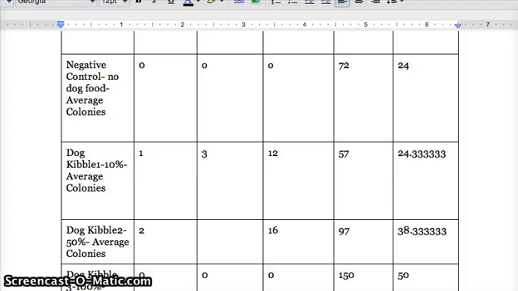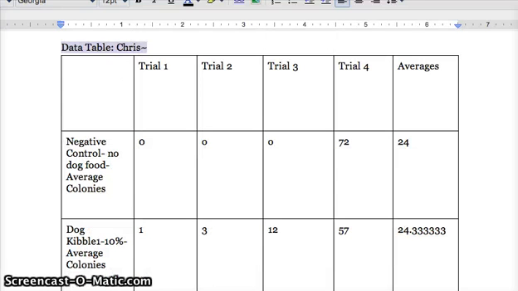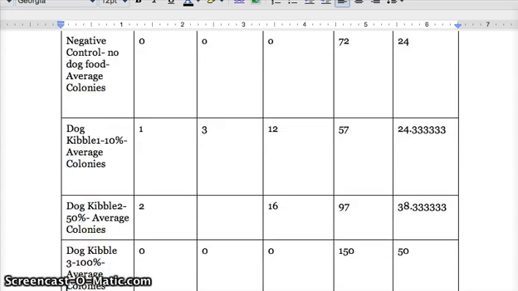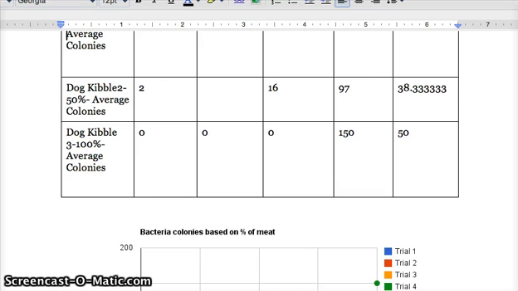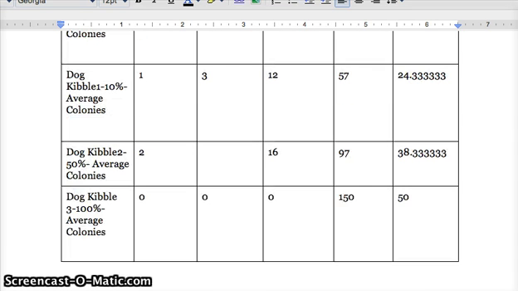Our first dog kibble that we tested was from our friend Mikey, and the first trial was 1 bacteria colony. Second trial was 3. The third trial was 12, and the fourth trial was 57, which was a very large jump. And then our average was 24.33333.